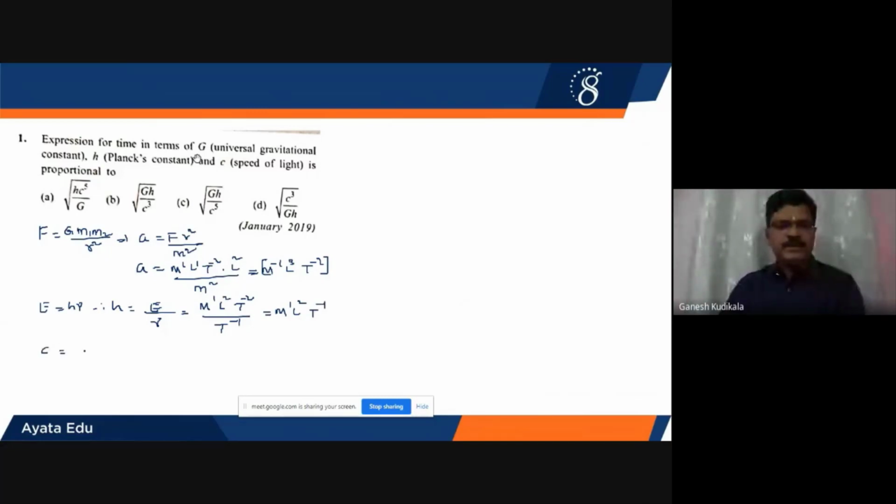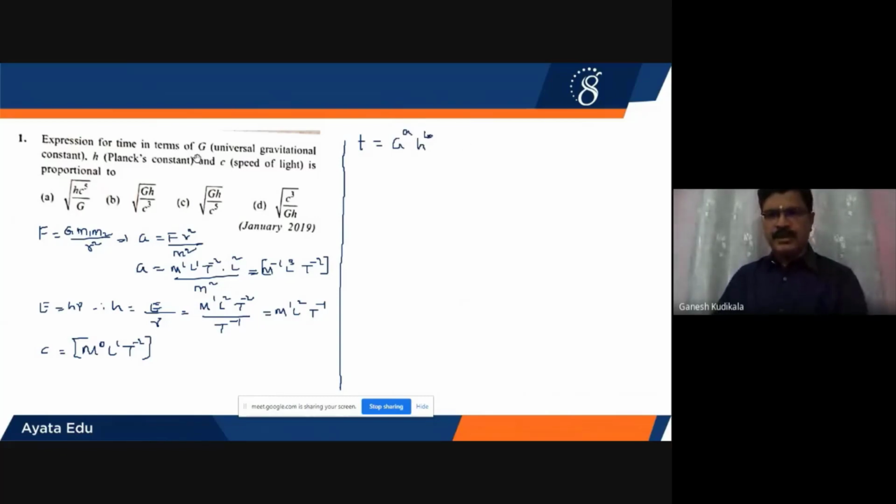Similarly, for the speed of light, the dimensional formula is M^0 L^1 T^-1. Now let us assume the dimensional formula for time is equal to G to the power a, h to the power b and c to the power c, where c is the speed of light and the exponent c is a constant. Dimensionally, time can be written as M^0 L^0 T^1 on the left-hand side.